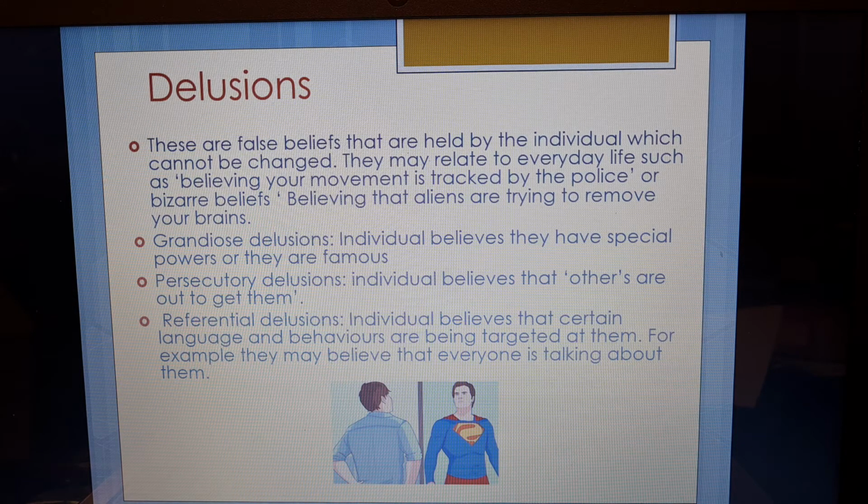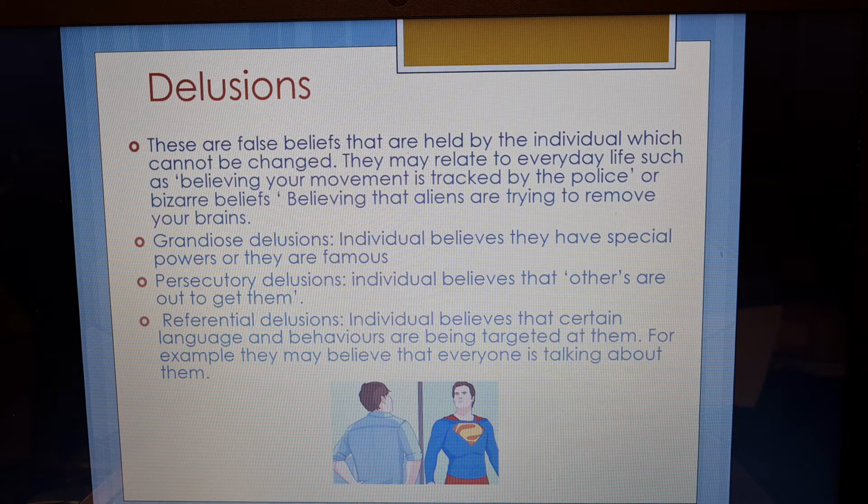There are generally three types of delusions which you need to know about. You've got delusions of grandeur, or grandiose delusions. This is where the individual believes that they have special powers, or that they are famous. They may believe that they are the president. They may believe that they are Jesus Christ. They might believe that they've got special healing powers or superpowers, or even that they're Superman.